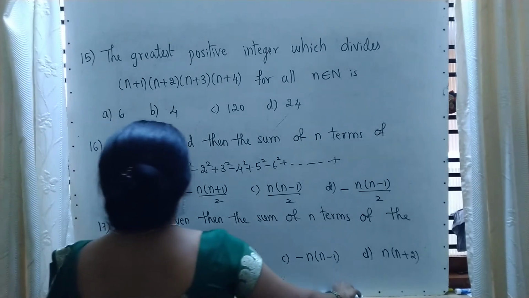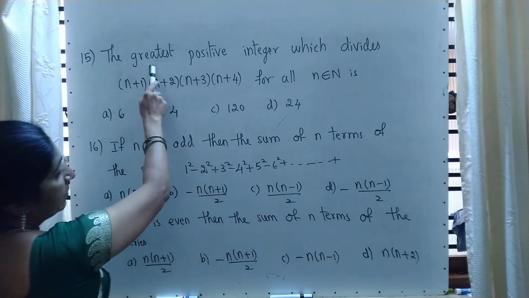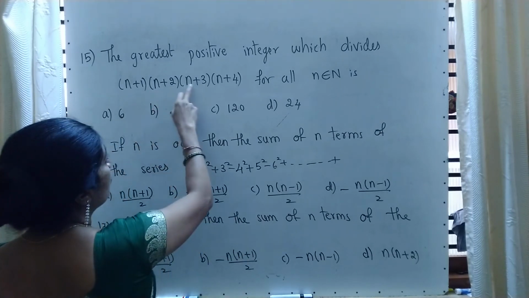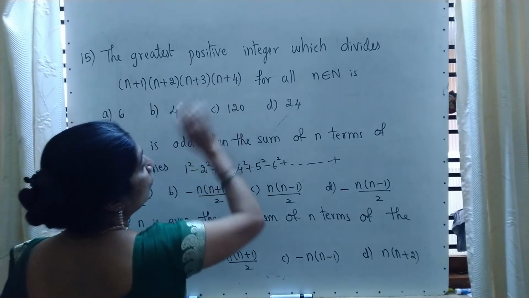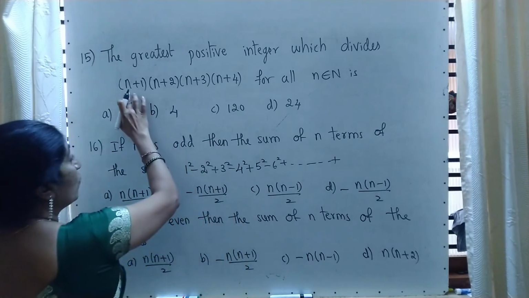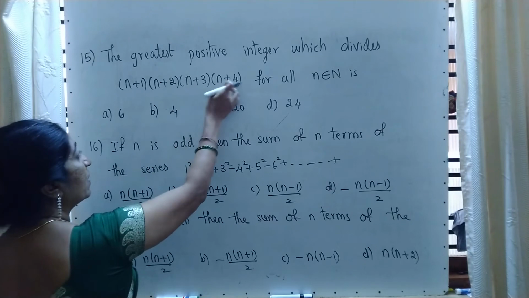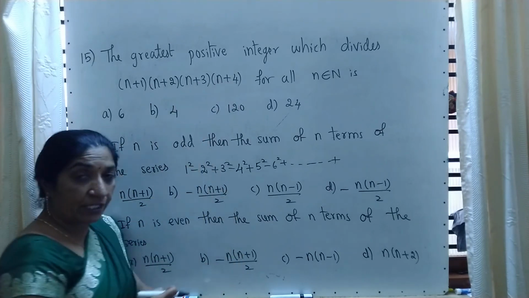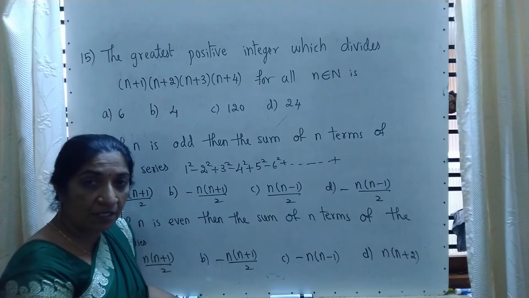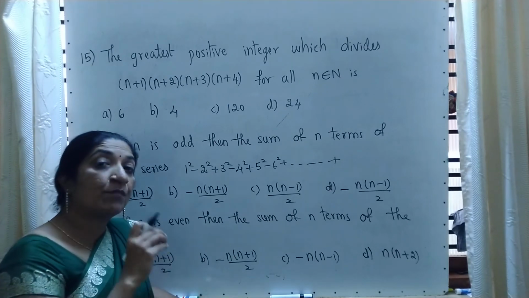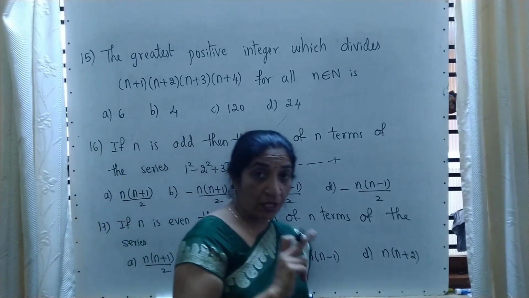Continuing with that, see your 15th one: the greatest positive integer which divides n plus 1, n plus 2, n plus 3, n plus 4 for all n belongs to N, that means natural number. See, from here to here, here to here and here to here, what are you observing? The numbers are increasing by 1 unit. That means they are neighboring numbers. How many neighboring numbers are we writing? 4. That means the product of r consecutive.